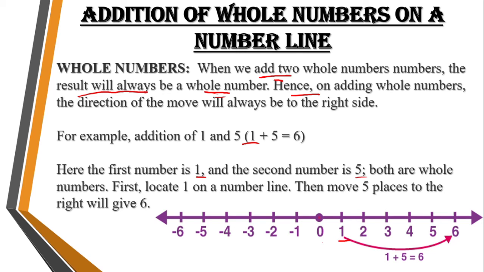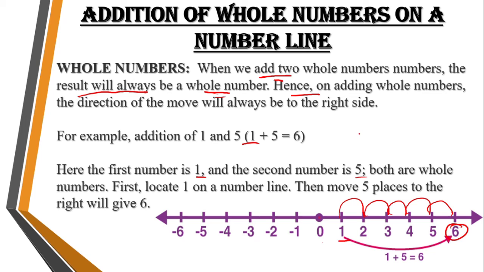Now, what does the second number say? The second number says how many jumps. The first number says to which point we should locate, and the second number says how many jumps we should do. So the second number here is 5. So we should do 5 jumps. Starting from 1, first jump, second jump, third jump, fourth jump, fifth jump. 5 jumps is over. So we got our answer as 6.